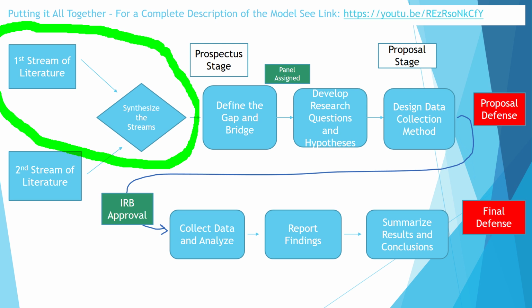and as I mentioned in the previous presentation, you're going to need two, but you need to know how to do one first, and then how you're going to build it from a body of literature into a stream that supports the development of your gap and your topic. All right? So this is the part of the process that this presentation is going to deal with.